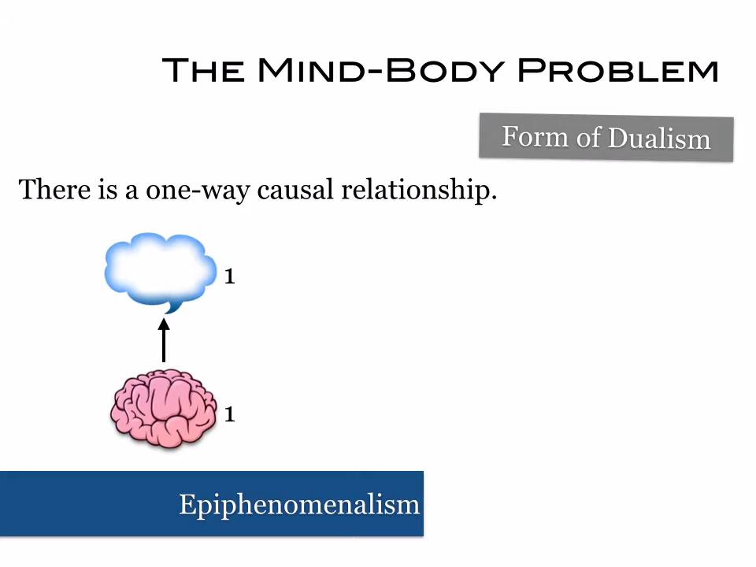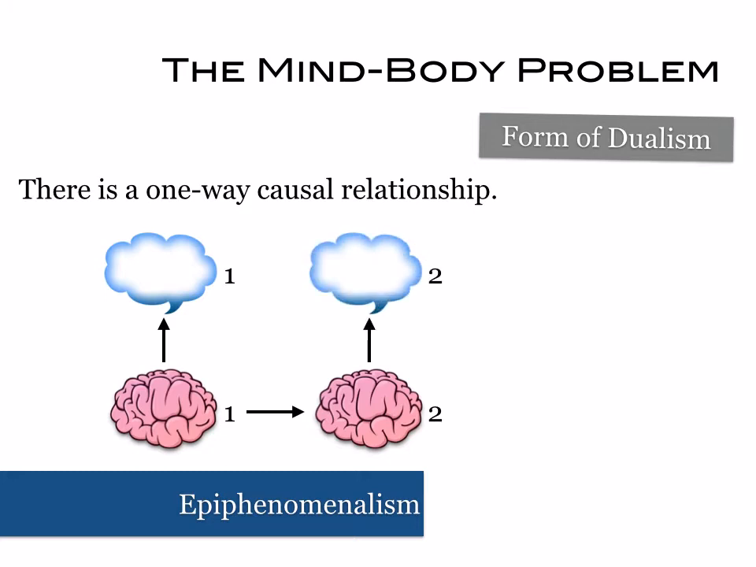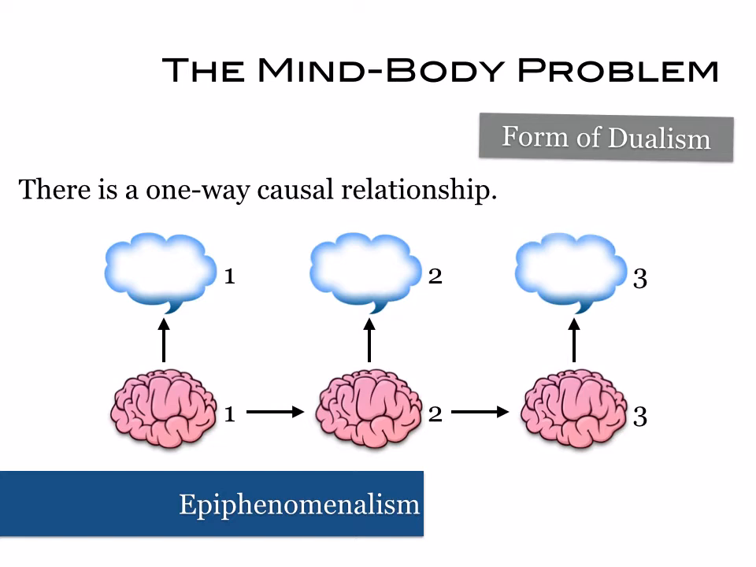Now, brain state 1 can lead to brain state 2. So you stub your toe, that can lead to brain state 2, which in turn can cause you to have another mental experience. But the big picture here is, while one brain state can cause another brain state to happen, it's never the case that the mental world can have any causal relationship on the material world. It's only a one-way causal relationship.